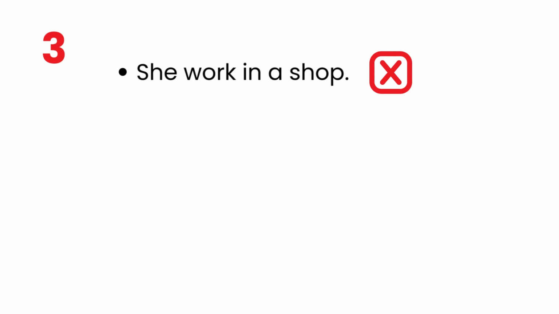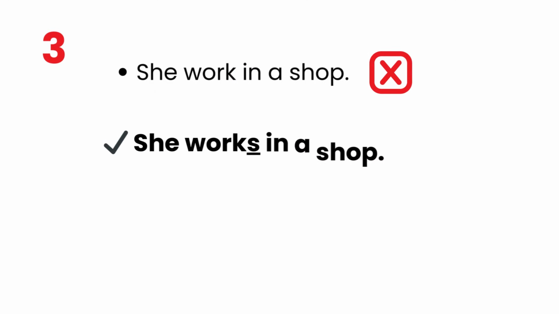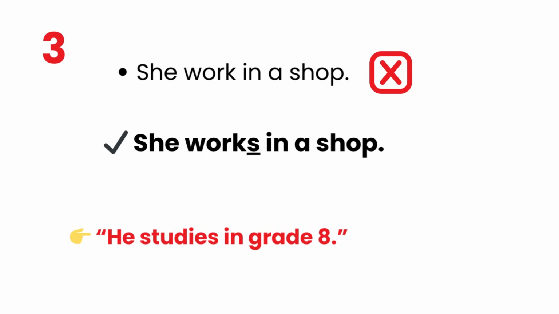Now say this sentence with me. My mother's name is Lakshmi. Number 3. She works in a shop. Wrong. How should you say that? She works in a shop. For he, she, it, you have to add an s at the end of the V1 form of verb. Simple present tenseல நீங்க பேசும் பொழுது he, she, it subjectaக வந்தால் அதில் வரக்கூடிய V1 form of verbக்கு s சேர்க்கணும். She works in a shop. Now say this sentence with me. He studies in grade 8.